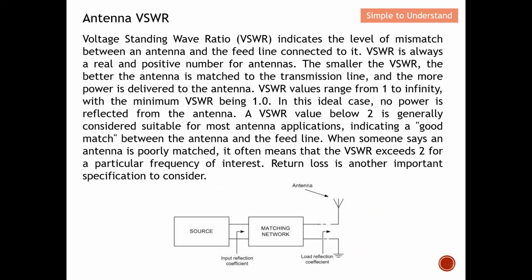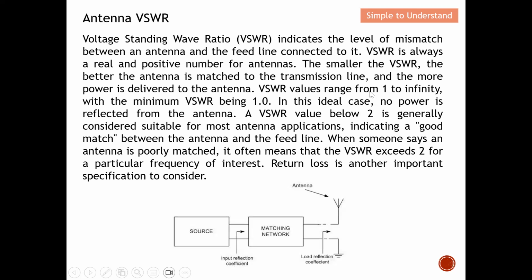How close you are actually to 1 indicates how well the antenna is matched to the transmission line, and the more power is delivered to the antenna. VSWR ranges from 1 to infinity. The minimum is 1. Infinity means that it's chaos. You can't use this antenna in this so-called region here.